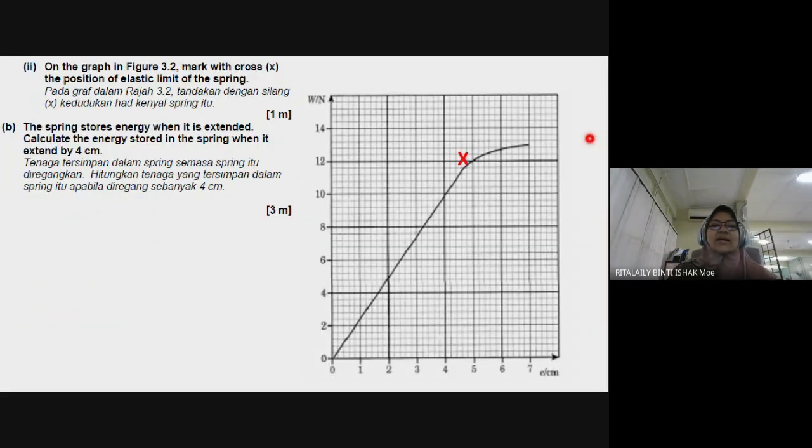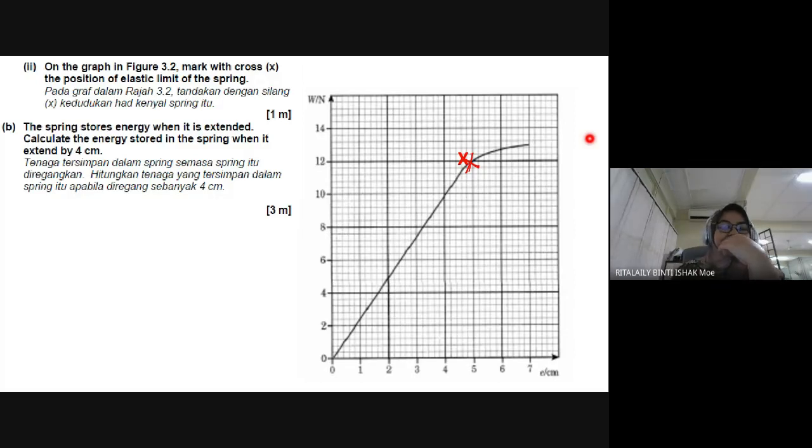And then on the graph, mark the cross, the position of the elastic limit of the spring. So the part where it starts to not follow directly proportional, we call that the elastic limit. The mark here is a bit off. So in the exam, mark it exactly on the graph. Here it is difficult because this is PowerPoint, so putting it exactly on the line is hard. But in the exam, put it exactly on the line.